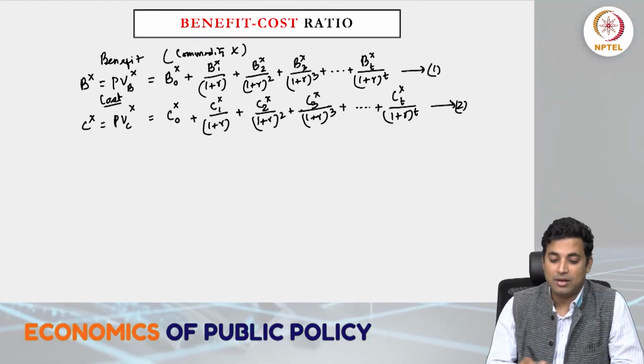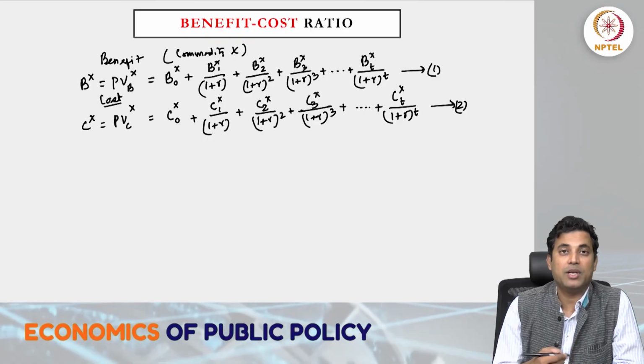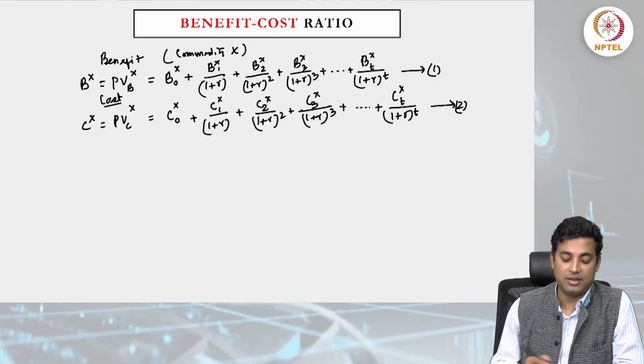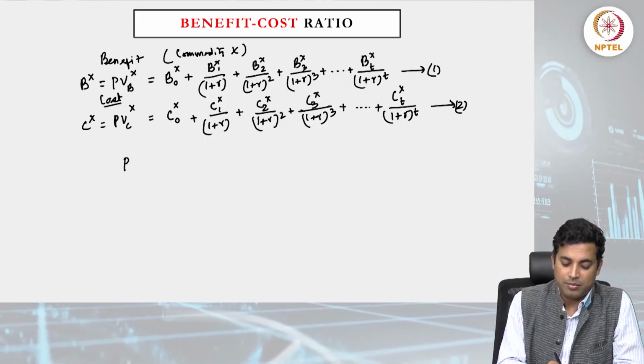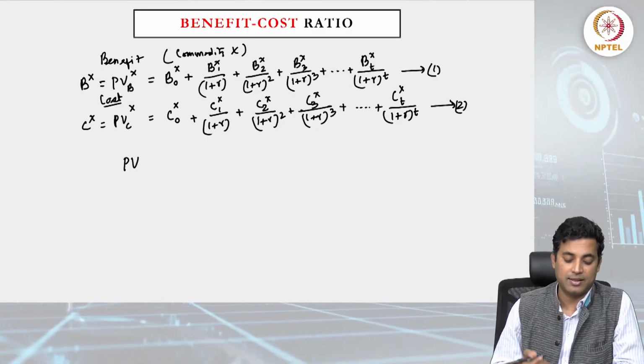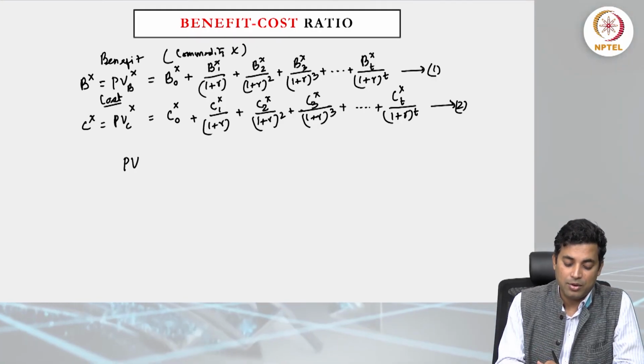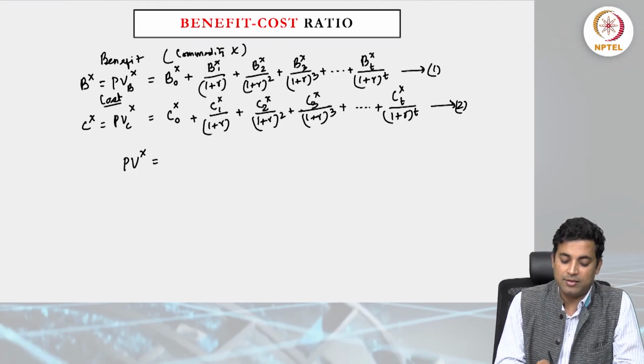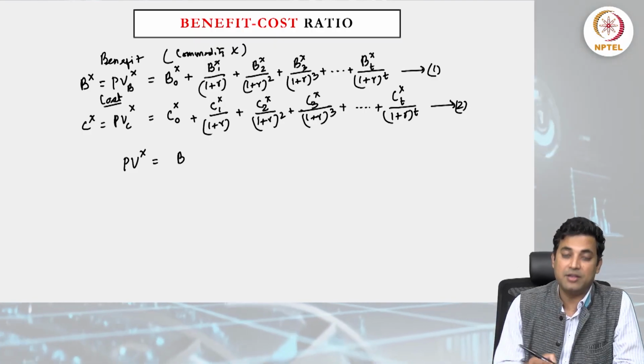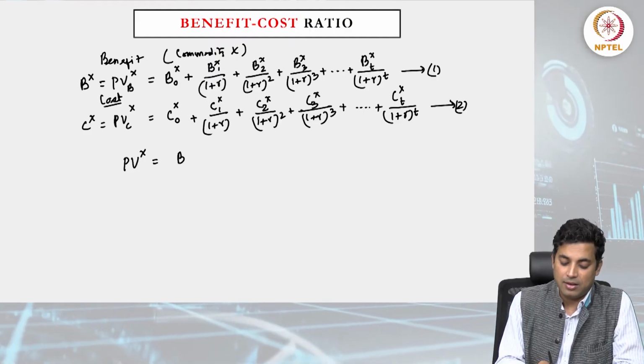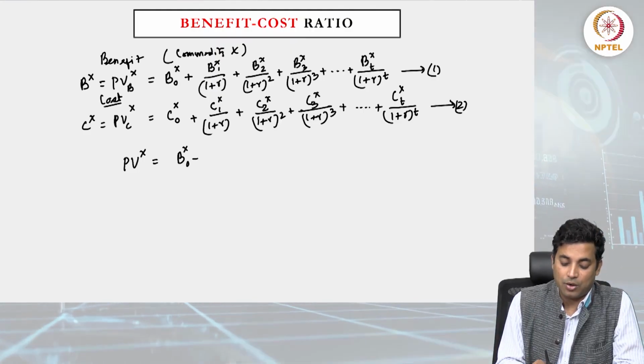When we calculate this, when we try to understand what the benefit is, we get the total overall present discounted value for X, which is basically the difference between benefit and cost.